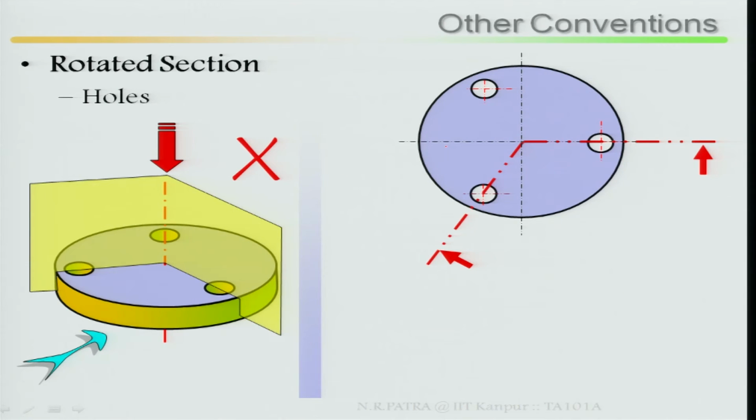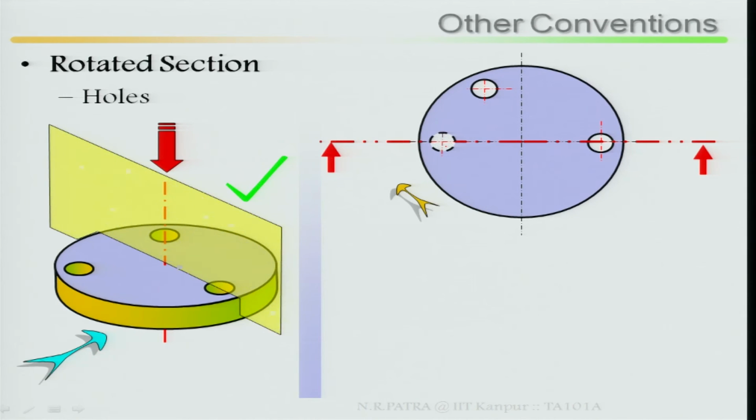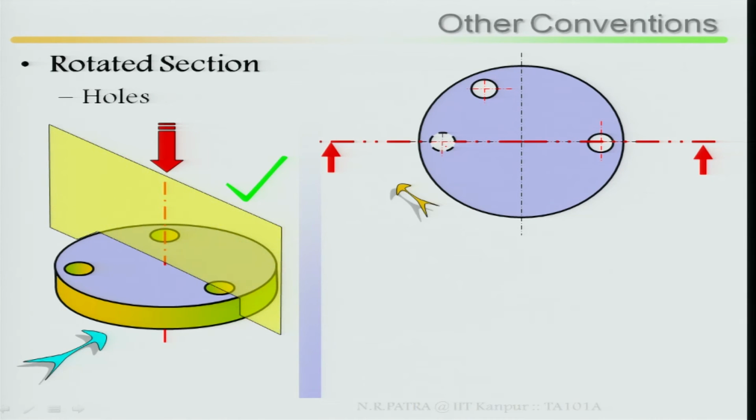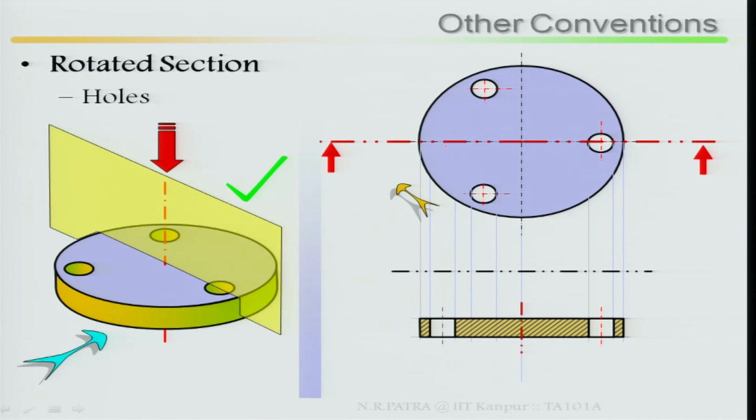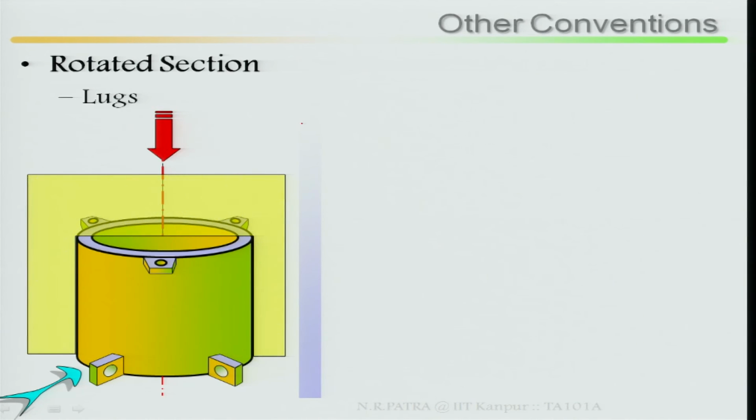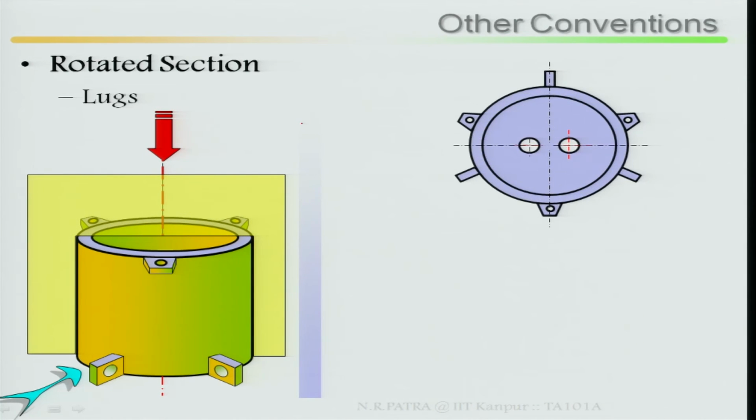Look here, this is wrong. By imagination, this side has been rotated so that this hole has been aligned along the center line, and then the sectional view is taken. Rotated section, lugs. These are the lugs. Looking at it the same way, the lugs are there, and this is the center line where your sectioning has been done.